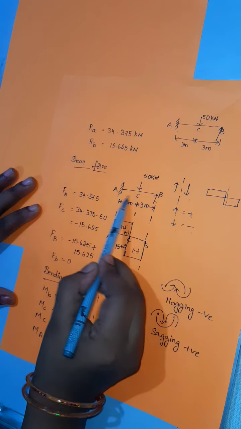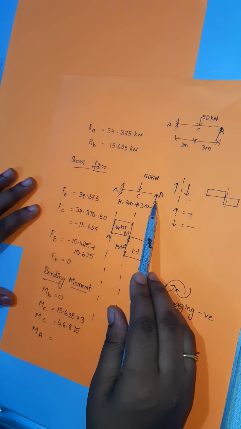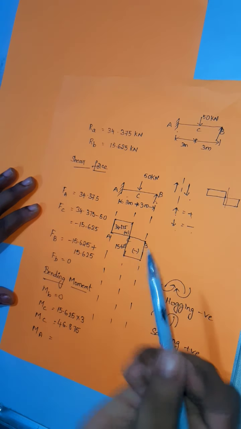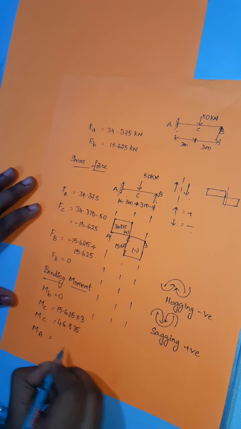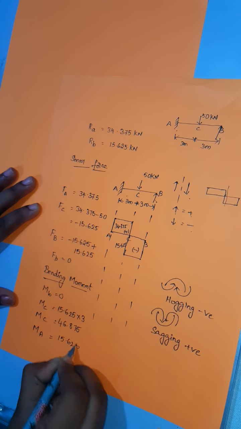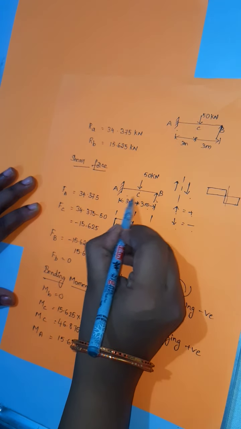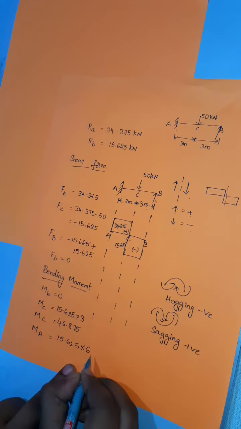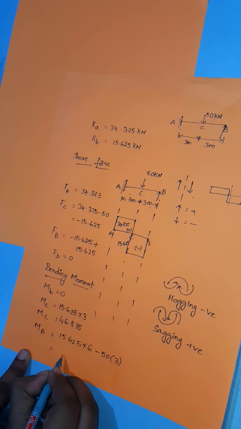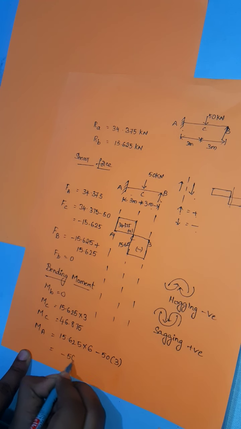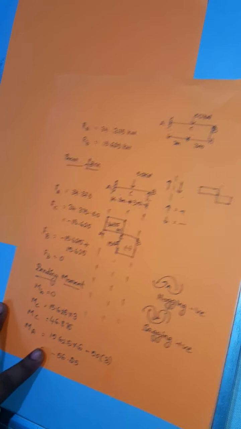Next, moment at A I should calculate. Moment at A means what? How many forces are there? RB force and 50 kilonewtons are also there. So same process, sagging and hogging will be there. Upward arrow means sagging, so 15.625, how much distance is it traveling? 3 plus 3, that is into 6. Minus, it is in downward direction, so hogging condition, so minus 50 into 3. So it calculates to minus 56.25. This is my moment at A.